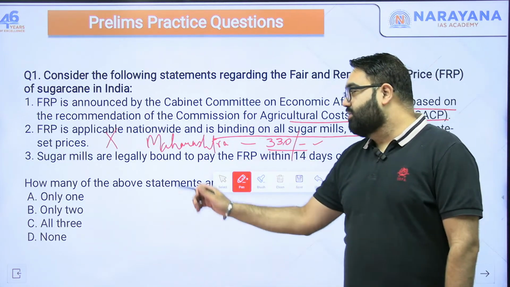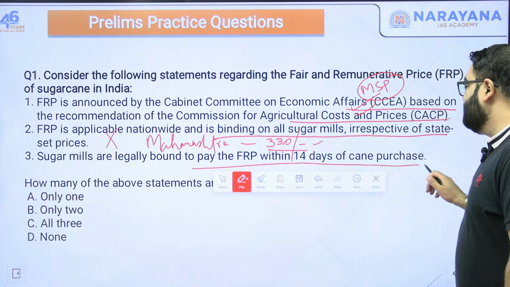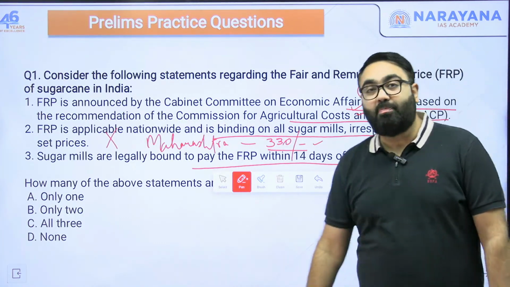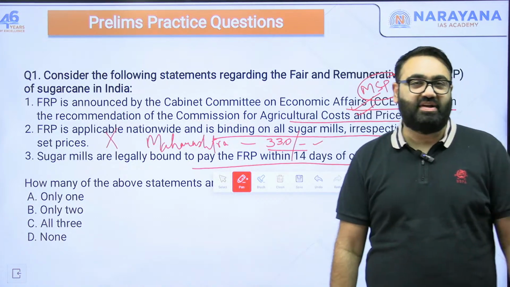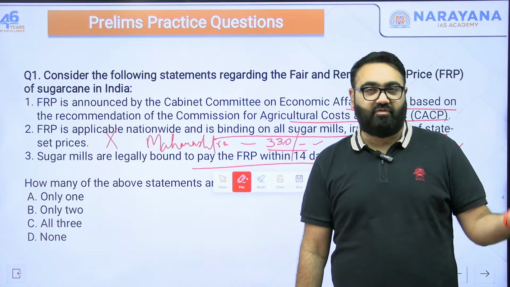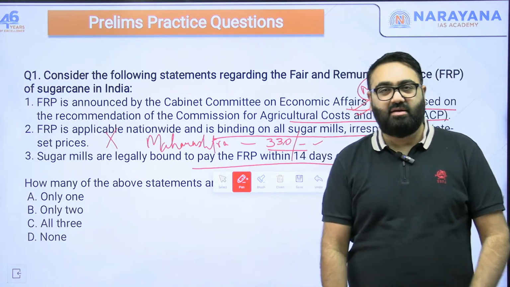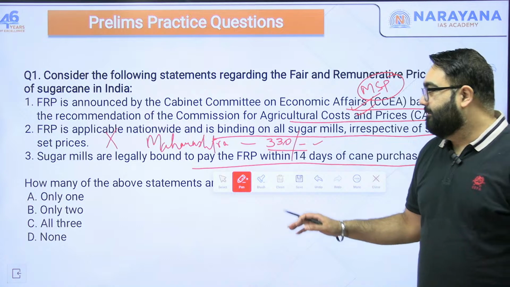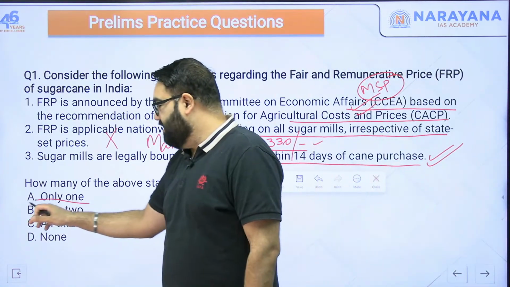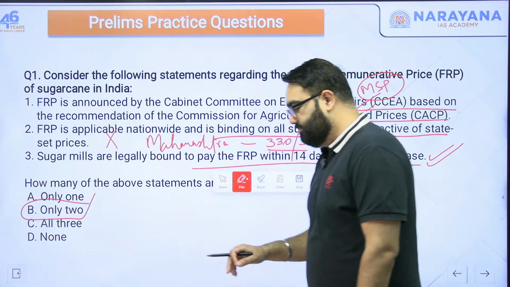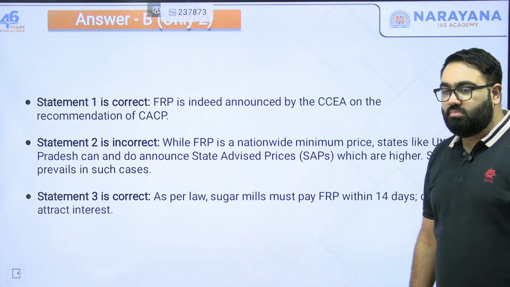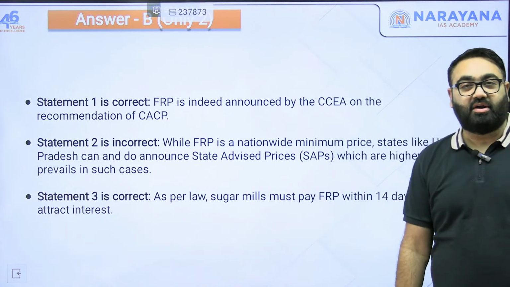Third, sugar mills are legally bound to pay FRP within 14 days of the cane purchase. Yes, as I told you, if they don't pay it in 14 days, within 2 weeks, that is, there can be interest imposed on them up to 15% per annum. This is why there is a legally binding limit. 1 and 3 are correct. Out of these 3, 2 statements are correct. B would be the answer here. If you want, take a screenshot, you can revise it later.